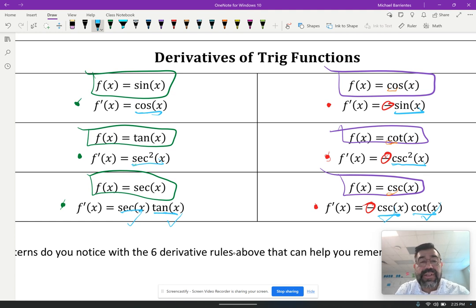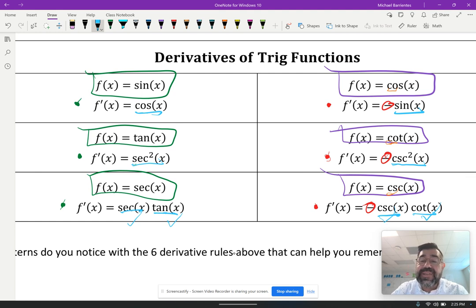Hey, I have a function that's squared. But more importantly, the functions that are being squared are co-functions. So if you memorize the green column over here and know that the derivative of tangent is secant squared, then you can say the derivative of cotangent is negative cosecant squared. The derivative of secant x is secant x times tangent x. Well, the derivative of cosecant x is negative cosecant cotangent x.